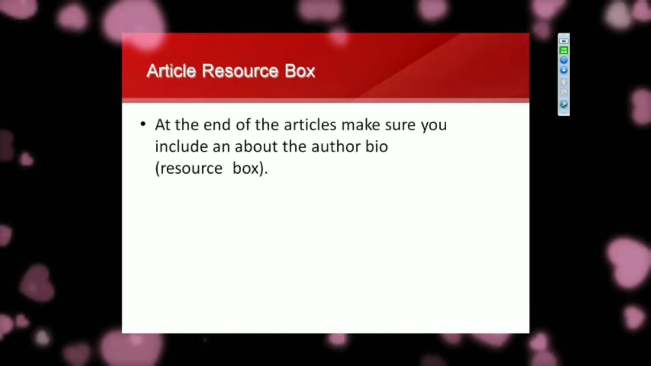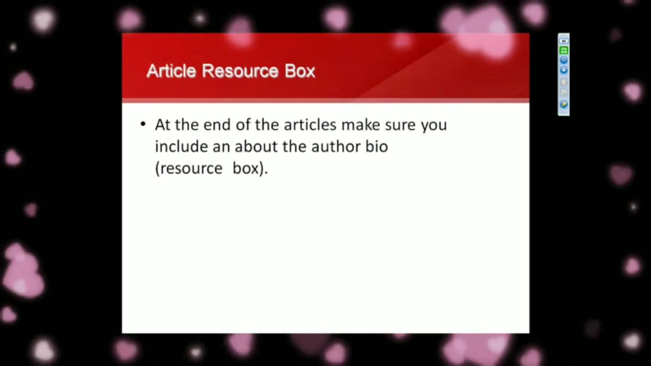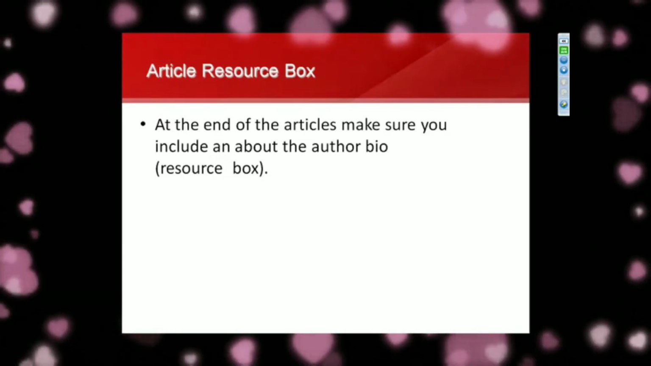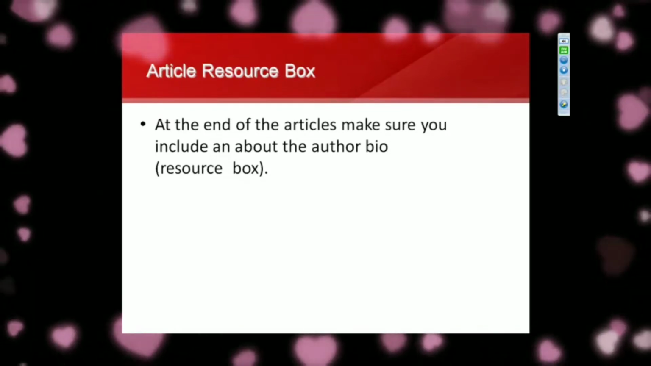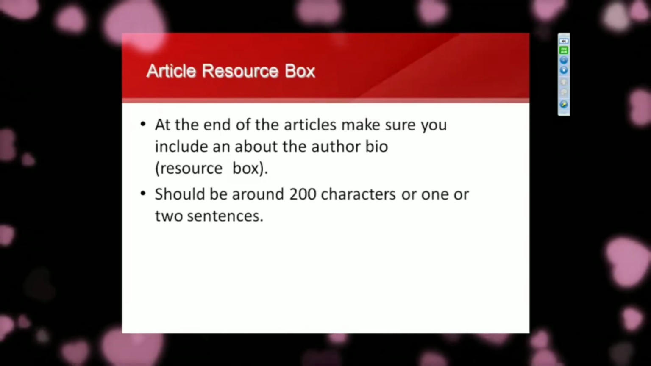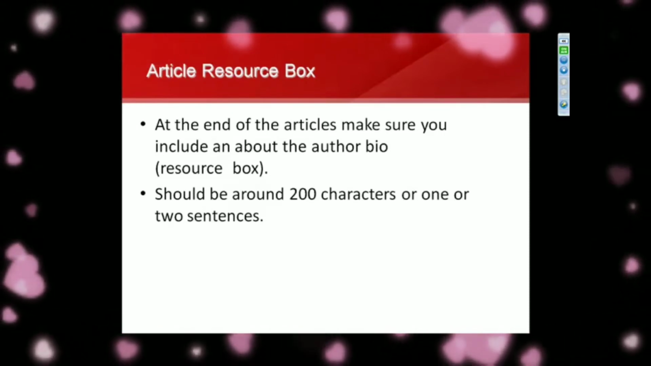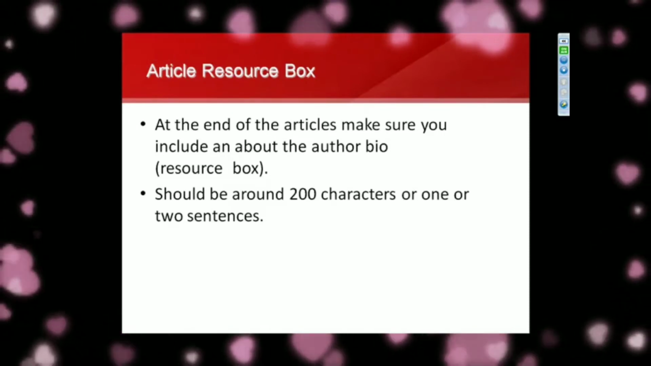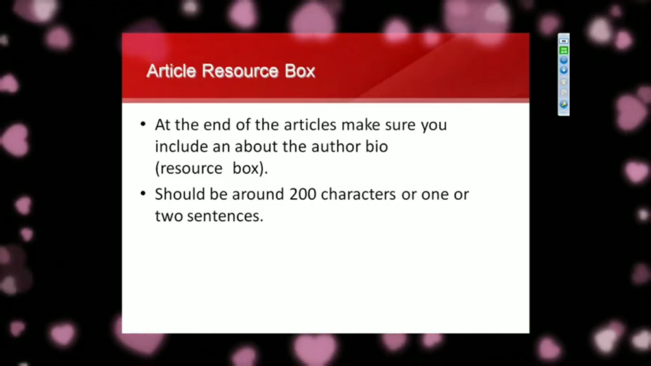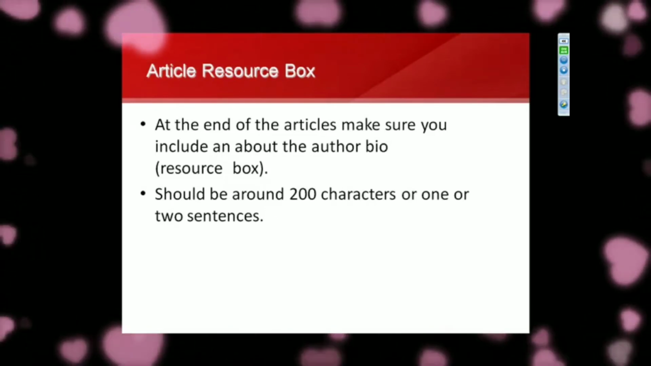At the end of the articles, make sure you include an about the author, a bio or biography, which is also called a resource box from time to time. It should be around 200 characters or one or two sentences, or even 150 characters. You don't really need to sit there and count the characters. Try to keep it under 200 characters because some article directories won't allow you to submit more than that.